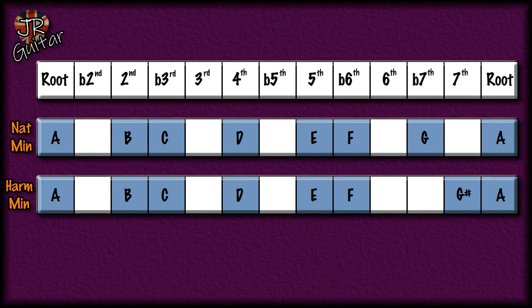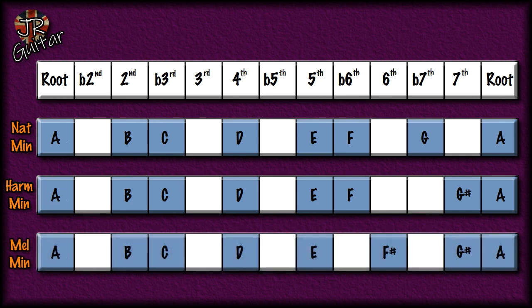So we want to keep that, but we want to narrow the gap between it and the F. So how do we do that? Well, we raise the F up a semitone and it becomes an F sharp, and that gives us something that we call the melodic minor scale, which sounds like this.